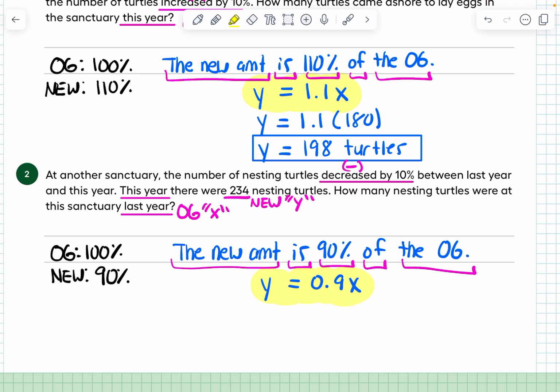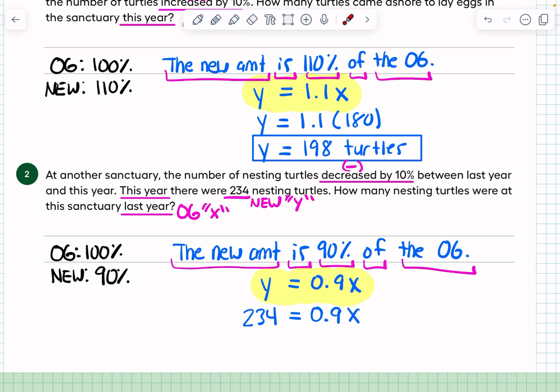Okay, and now it's time to plug and chug that 234. We already identified the 234 as our Y value, so that's going to get plugged in. This is the first time you're really seeing that we're not always plugging in for X. Sometimes we have to plug in for Y, and that's okay.